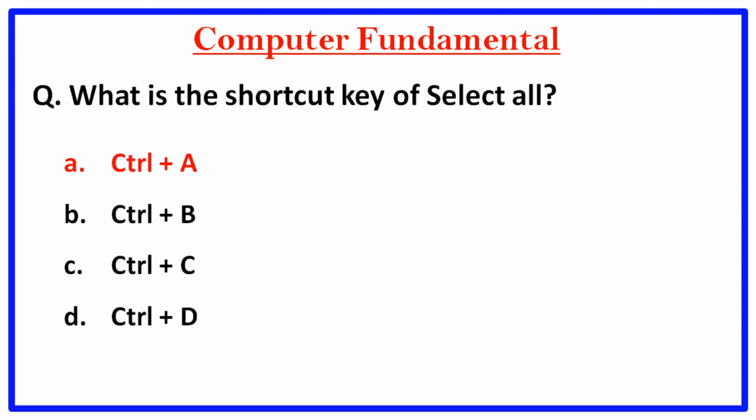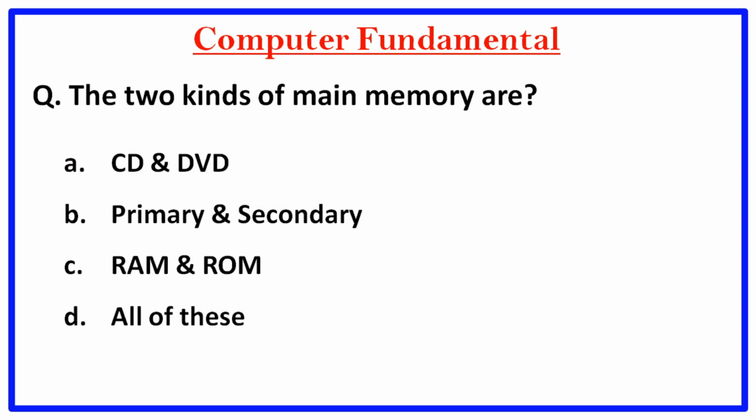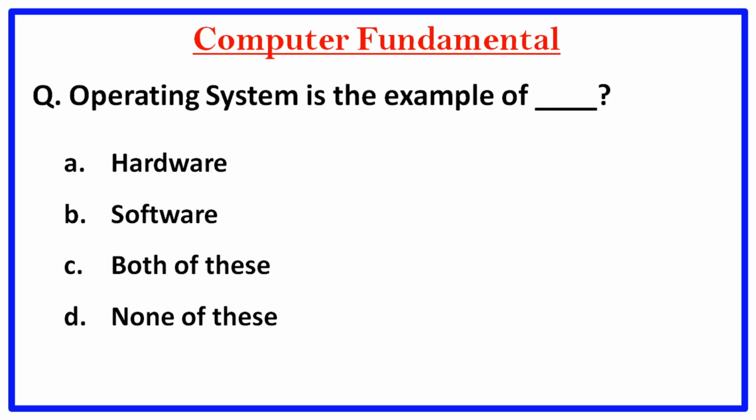Next question. Control plus X is used for dash. Right answer is options A, cut. Next question. The two kinds of main memory are. Right answer is RAM and ROM. Next question. Operating systems is the examples of dash. Right answer is software.